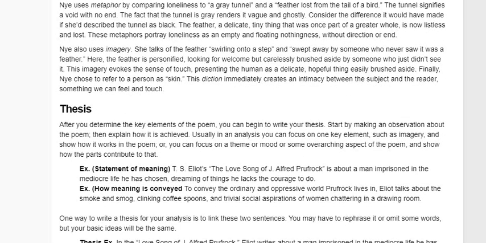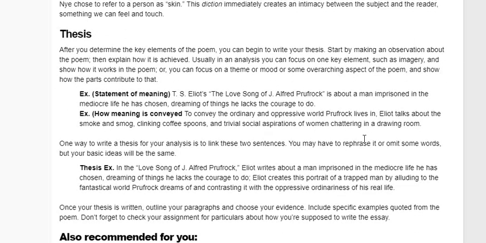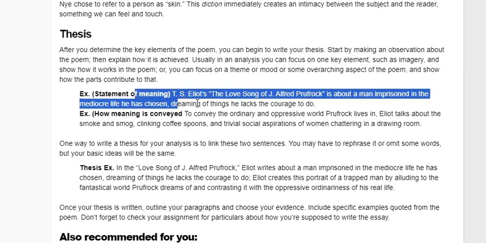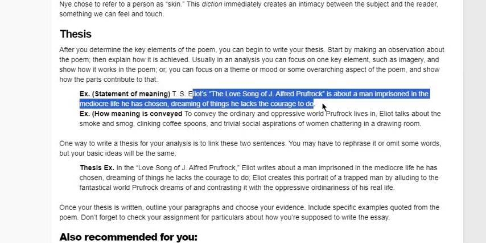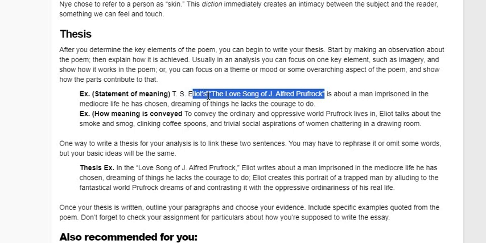Then you come to the thesis statement. Now what is that? A statement of meaning. For example, Eliot's The Love Song of J. Alfred Prufrock is about a man in prison. Now this is a very long poem.